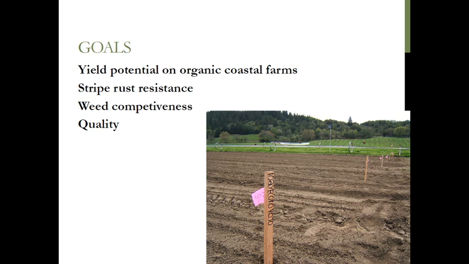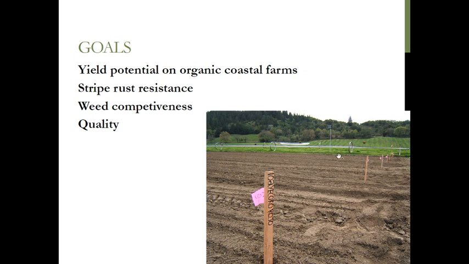Wanted decent weed competitiveness, primarily by having varieties that would grow relatively quickly and end up with final plant height being high enough to outcompete many of the weeds, and then quality being a very high priority. So this being something in terms of milling and baking quality, so protein, test weight, and then more subjective measurements of quality based on bake tests.